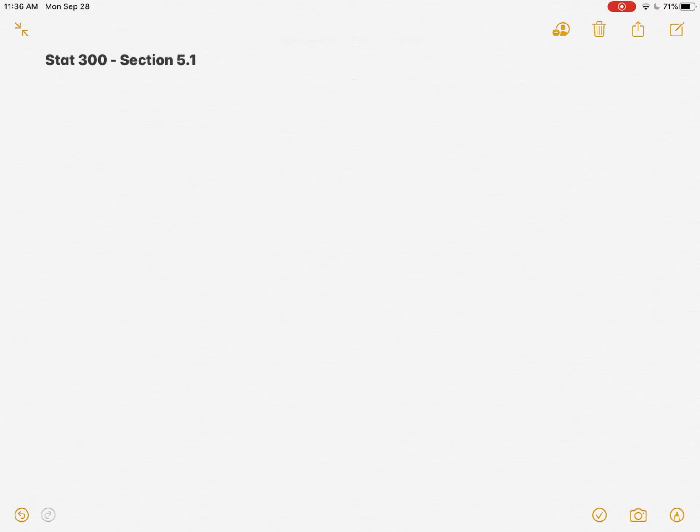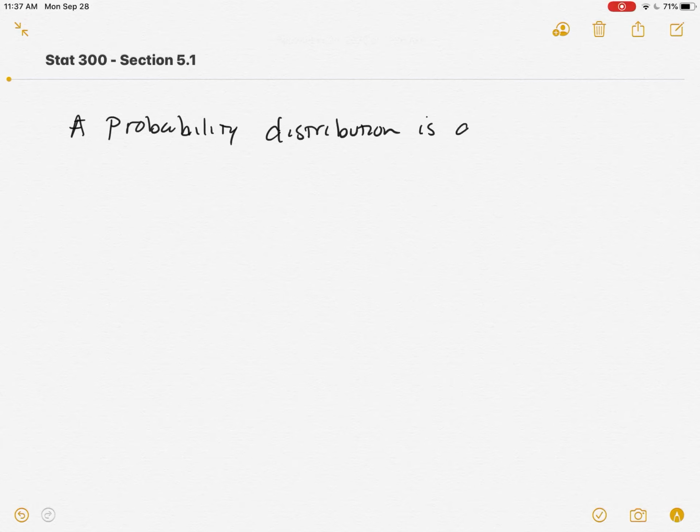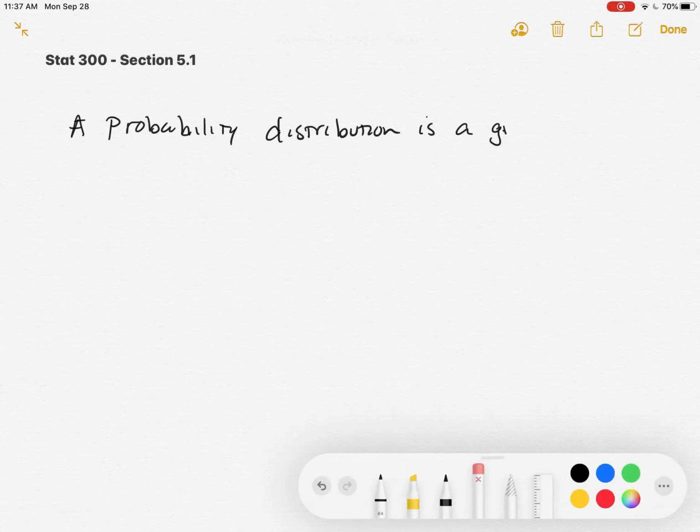Welcome to section 5.1. In this section, we're introduced to the idea of what they call a probability distribution. And there's a definition that they use which is really good. A probability distribution is a graph. Actually, let me put another word in there first.